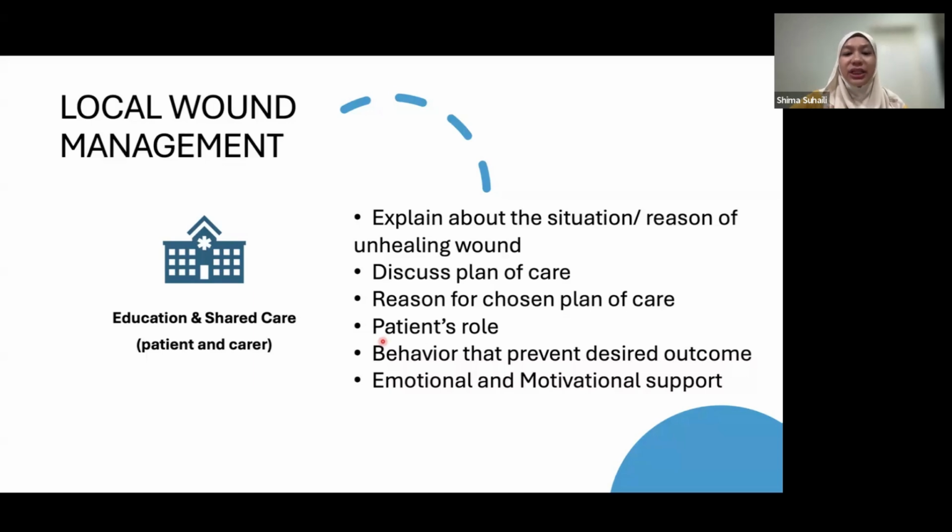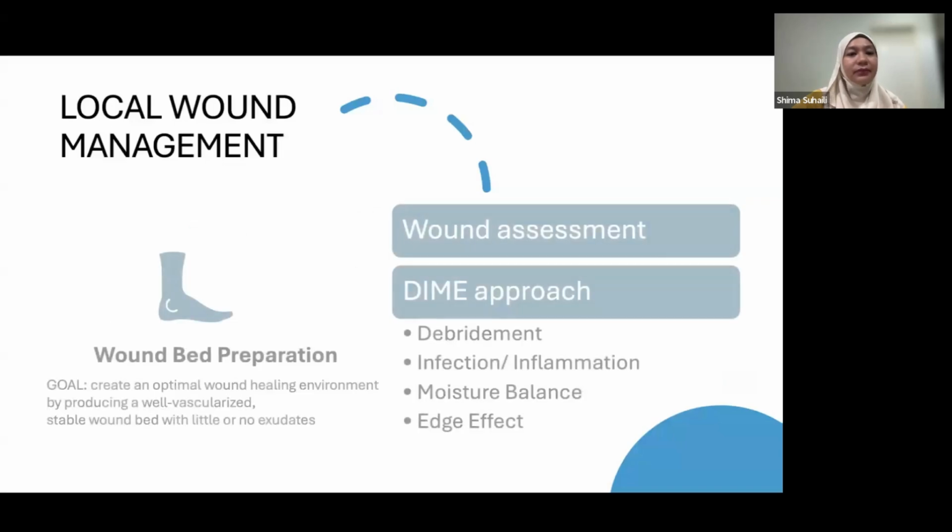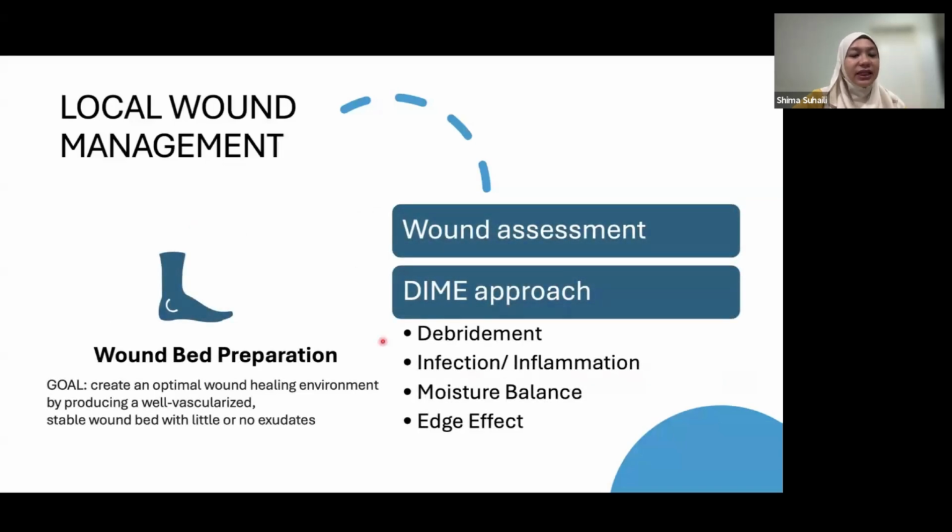Contohnya, we have to educate them, emphasize to them the wound hygiene at home. Because dengan cara educational and social care ni, only then kita boleh dapat good behavior from the patient that will promote wound healing. Okay, and lastly, don't forget, it's our job juga to give them emotional and also motivational support. Okay, and after that, come to the wound bed preparation.